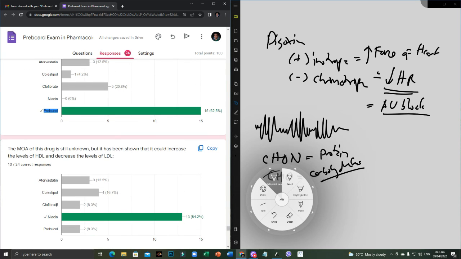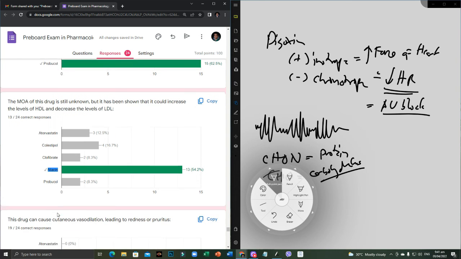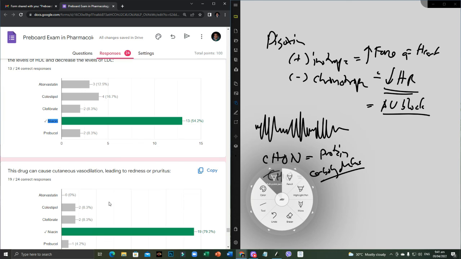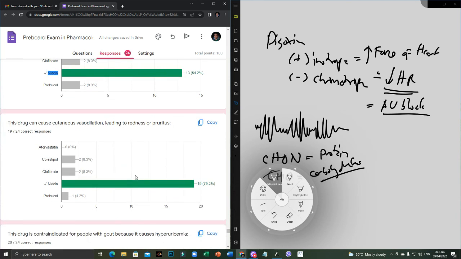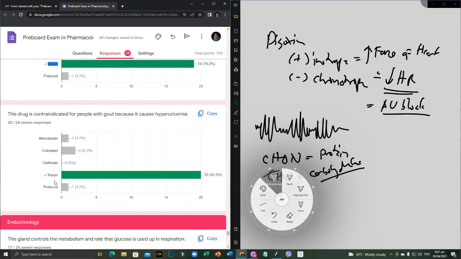And then the mode of action of this drug is still unknown, but it has been shown to increase HDL levels and decrease LDL levels. And that would be niacin. This drug can cause cutaneous vasodilation leading to redness or pruritus. Again, still niacin. Common side effect associated with niacin. And it is contraindicated for people with gout because it causes hyperuricemia. Again, that's still niacin.